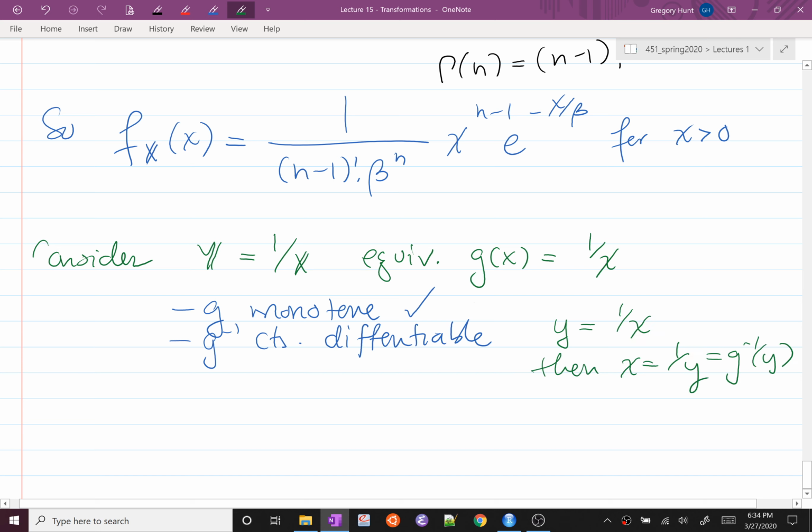So this is the inverse function, g inverse of y. And so the derivative, d dy of g inverse, is equal to, well, it's the derivative of 1 over y. It's negative 1 over y squared. All right, that thing is differentiable. It's also continuous. So using our theorem now, let's look at our theorem.